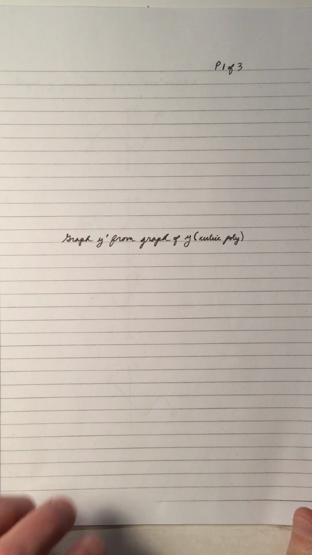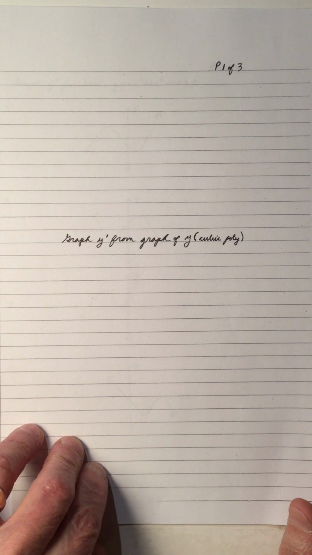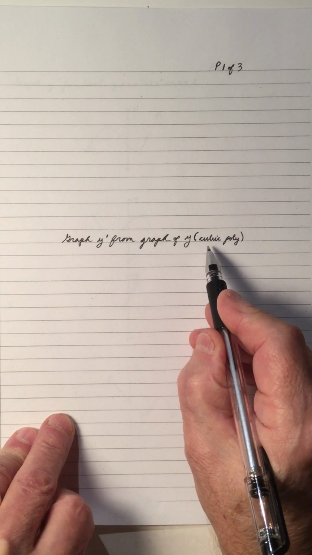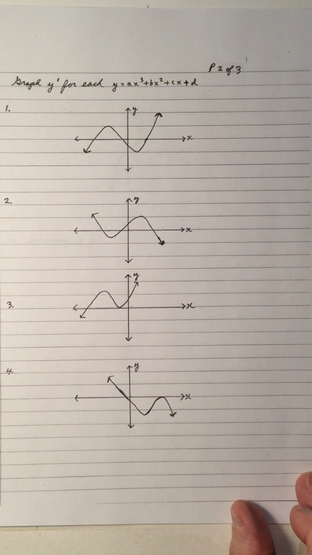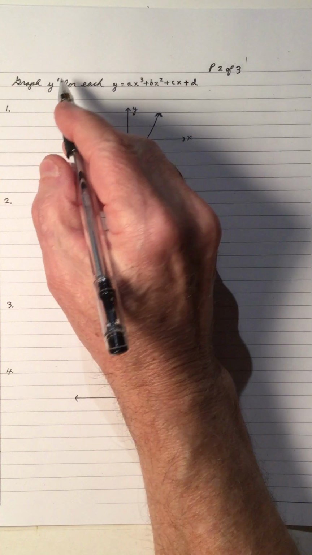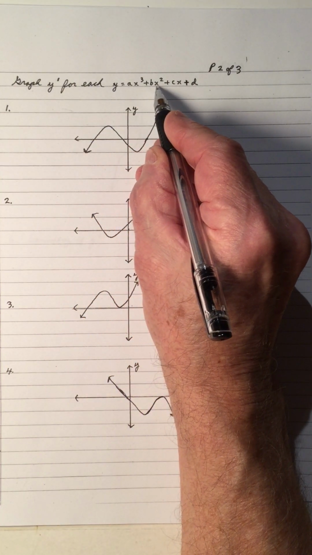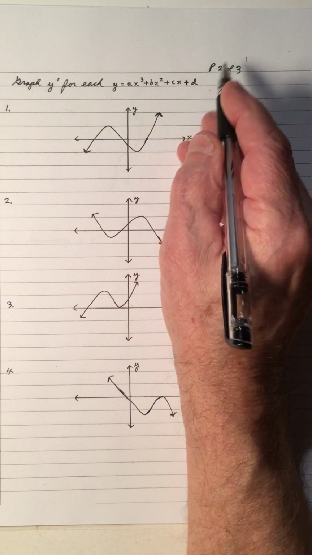Hi, welcome to my video on the graph of y prime from the graph of y. In this case, we're going to say y is going to be a cubic polynomial. So y prime is the derivative. Graph y prime for each y equals ax cubed plus bx squared plus cx plus d.